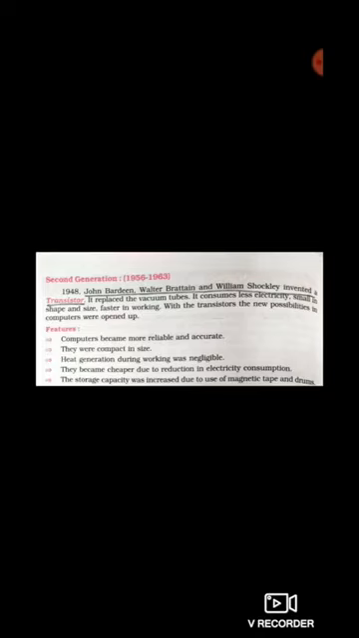Since they consumed less electricity, the heat generation was also negligible. We won't say there was no generation of heat, but there was less generation. It became negligible. These computers became cheaper due to reduction in electricity consumption. The storage capacity was also increased. Why? Because of the use of magnetic tape and drums. Now these terms, magnetic tapes and drums, have different meanings in the computer language. We will try to understand them further.